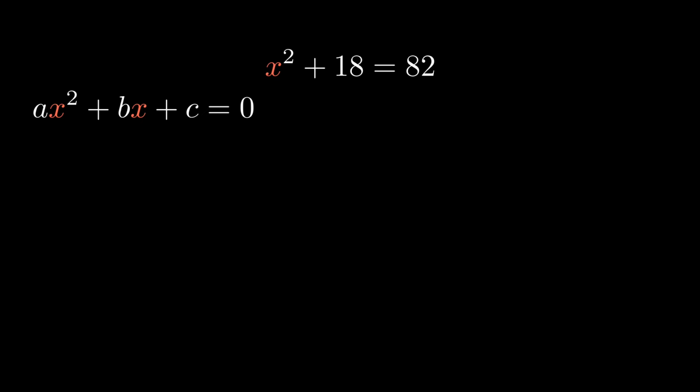I only have an x squared and I have some constants. I don't have a single powered x. So that gives me the indication that we possibly could use the square root method. So how do I get this thing started? Well, I'm going to move the 18 over.